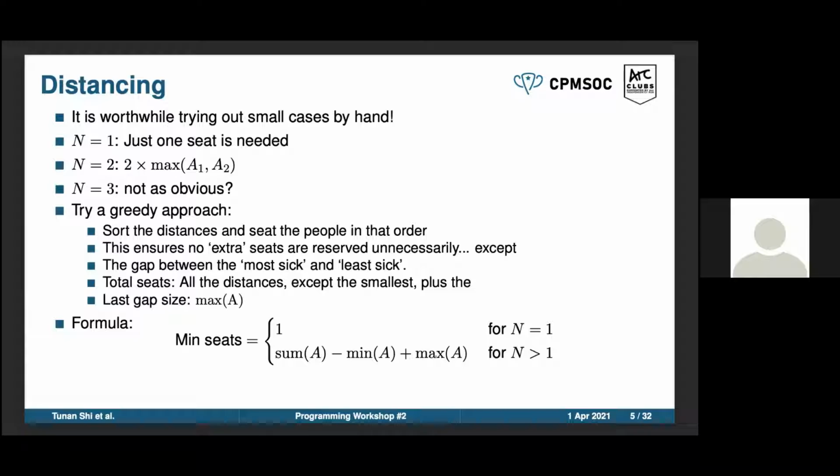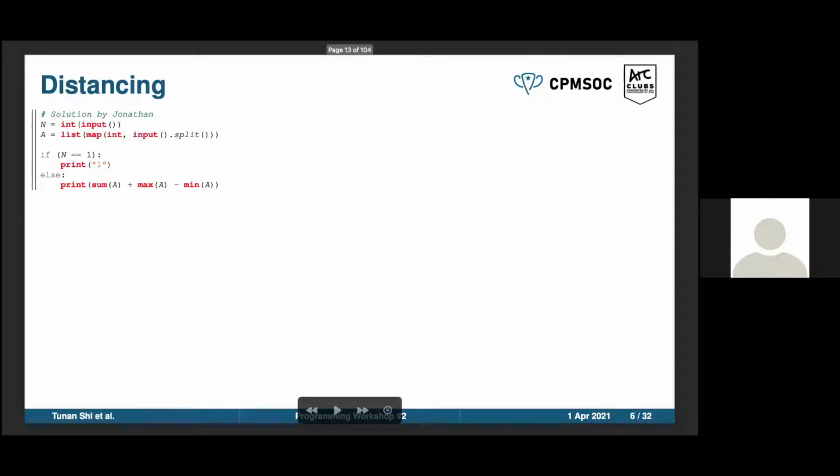The minimum number of seats, if n is equal to 1, then we just return 1. But if n is greater than 1, we take the sum of all the terms, the sum of all the distances, except for the last person, the smallest term. And then instead of that, we add on the blue person's distance, which was the maximum of A. So that's the formula. And to implement this in either C or Python is pretty simple. So this is a Python solution, just using the standard library functions, sum, max, and min. And that's pretty much it.